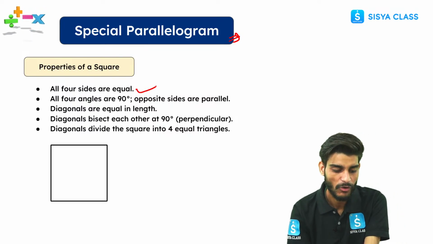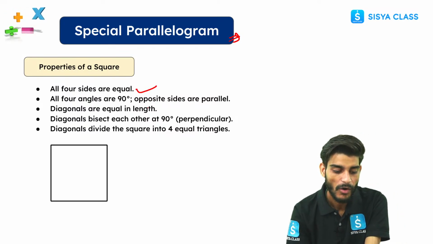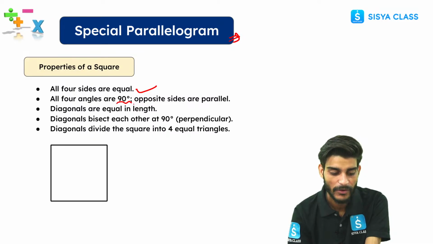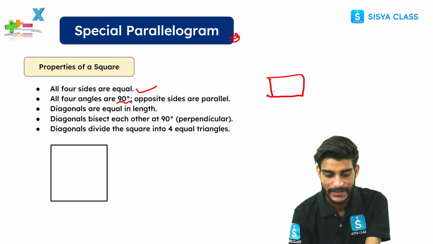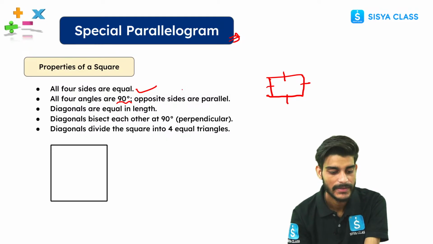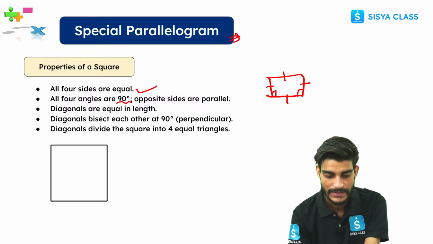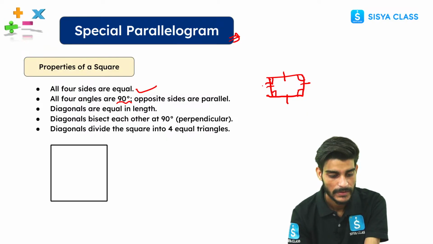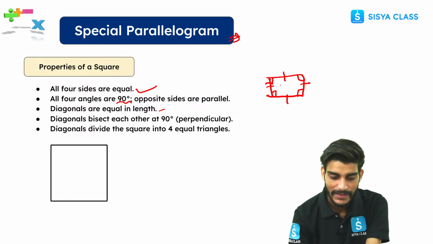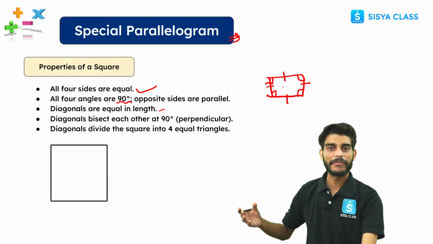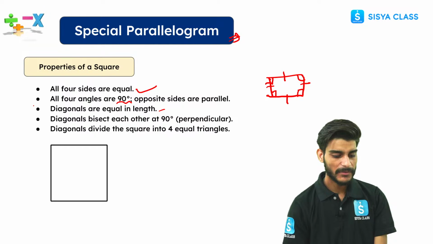I think everyone knows its properties. All four sides are equal, all four angles are 90 degrees. Obviously, in a square all four sides are equal, and all four angles are 90 degrees. Opposite sides are parallel, diagonals are equal in length. These are all properties of a rectangle, right? All these are coming from the properties of a rectangle.